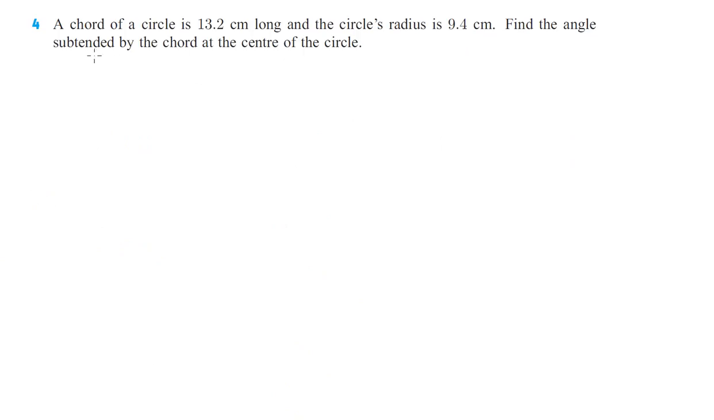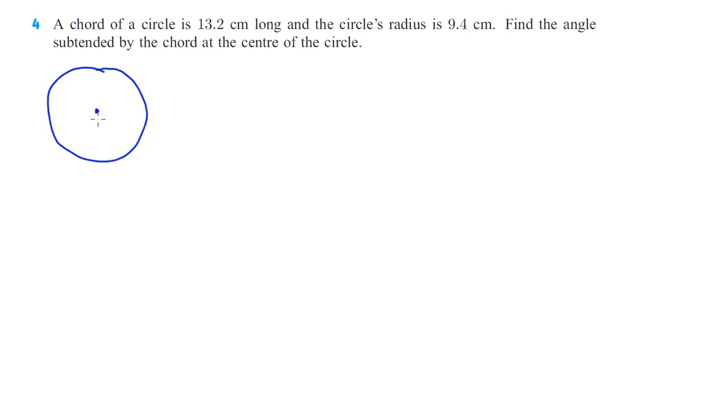We've got number 4. A chord of a circle is 13.2 centimeters long, and the circle's radius is 9.4 centimeters. Find the angle subtended by the chord at the center of the circle. So, let's draw this thing as best we can.